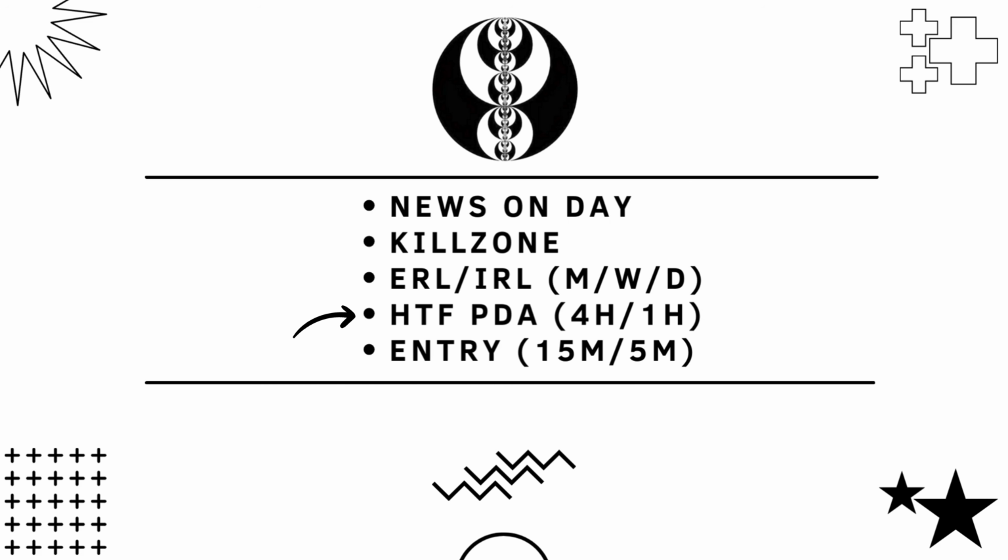Next, you're looking for a higher time frame PD array in the direction of your draw on liquidity from the monthly, weekly, or daily. And then off of that higher time frame PD array, once we get there, that is when you zoom in and look for your entry model. All of this is using MMXM, market maker models.